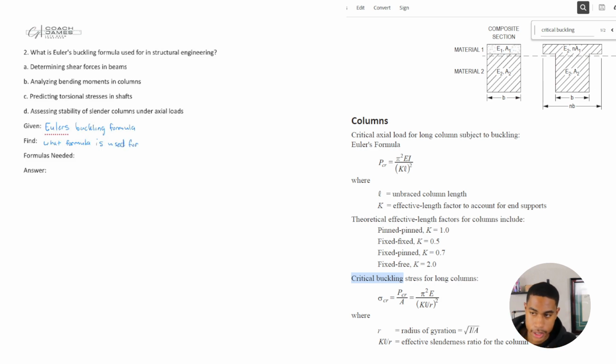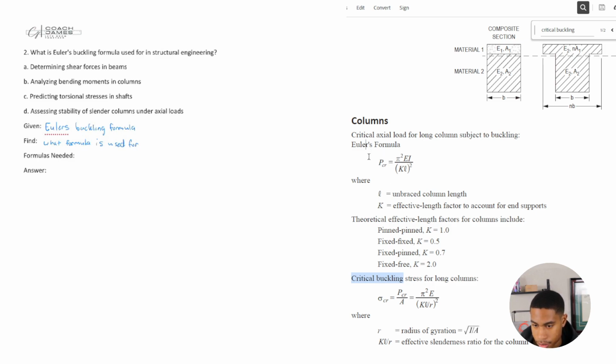So we're in the area. If you haven't found this, you can search in the handbook critical buckling, or Euler's. You can even search Euler's, but we're already in the section that we need to be in. So Euler's formula, is it for determining critical axial load for a column subject to buckling? Or is it to determine shear forces in beams?